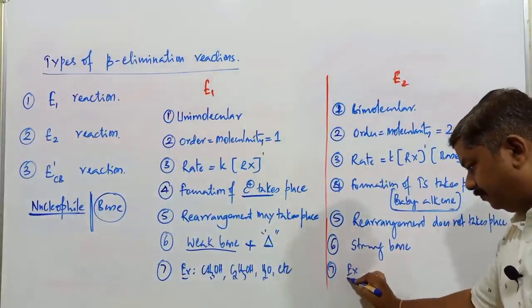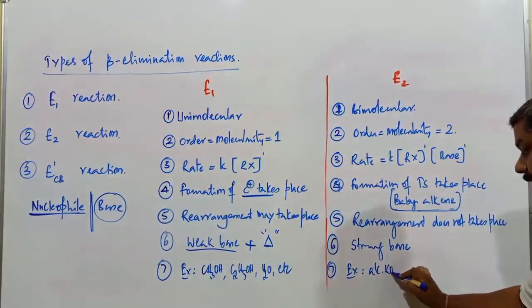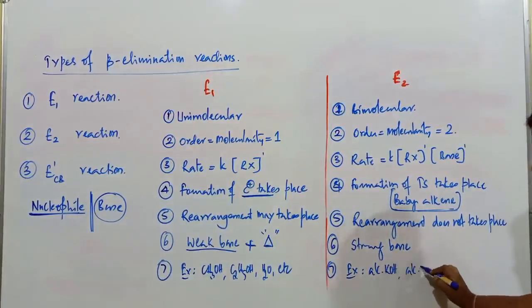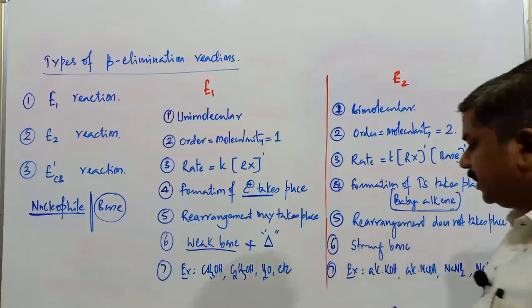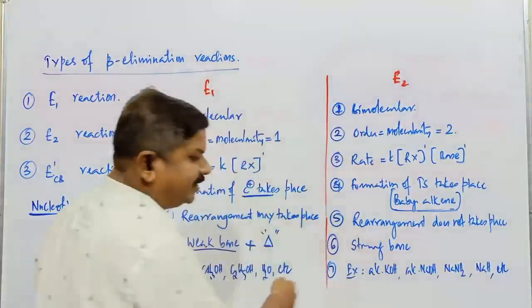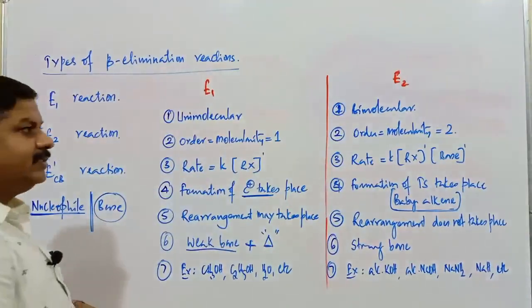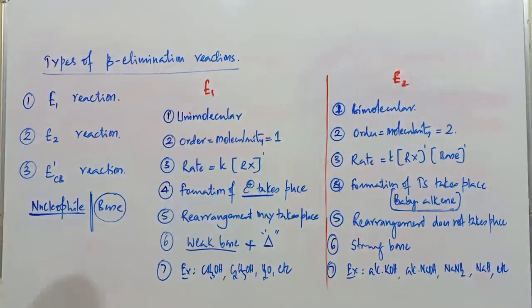And in case of this one, example for the strong base, it's alcoholic KOH. Next one, alcoholic NaOH, sodium hydroxide. Next one, soda amide, NaNH2. Next one, it is going to be NaH. So all these particular species are generally referred to as strong bases. Wherever the reaction is proceeding in presence of these particular reagents, usually that particular reaction takes place by what? E2 mechanism.